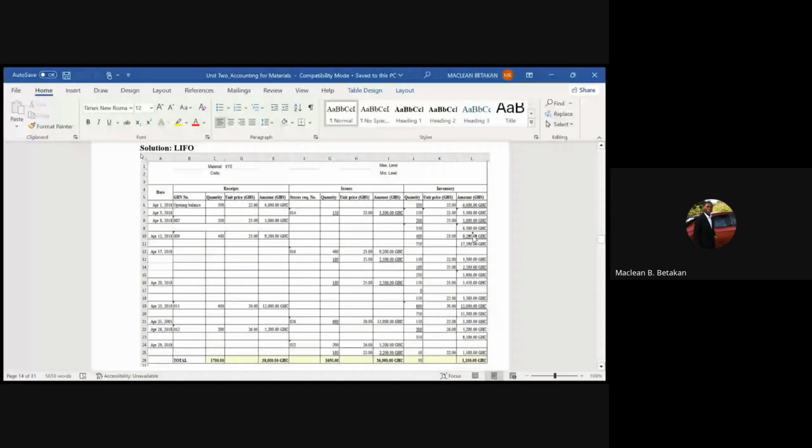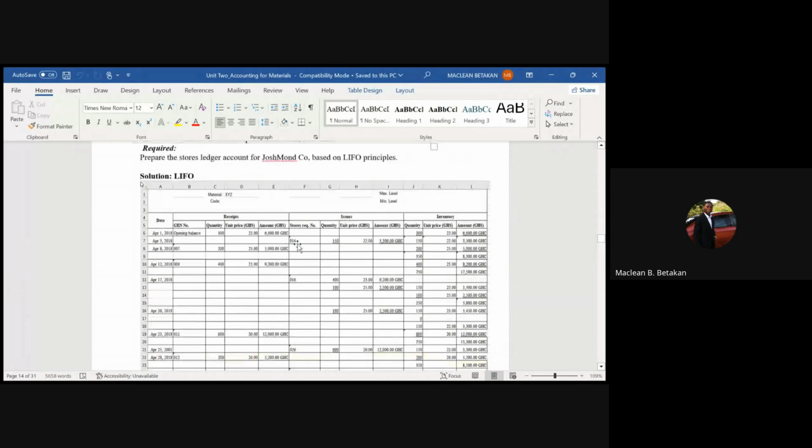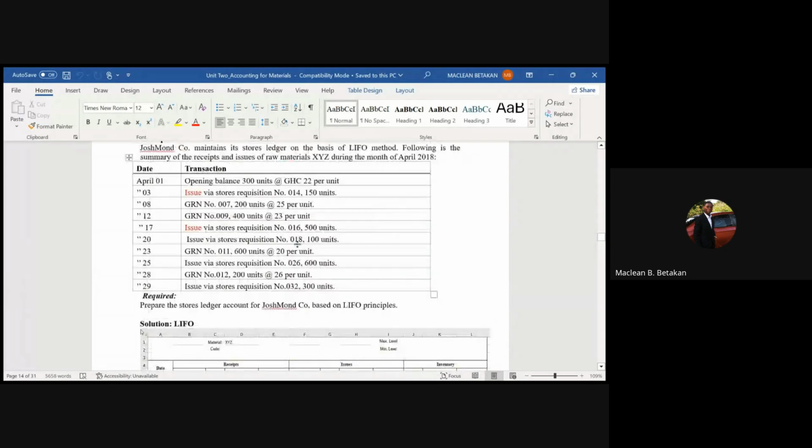When you add the 400 units to 350, you get 750. When you add 9,200 to 8,300, you get 17,500. And all these transactions are the same as what we did for FIFO. Now the next transaction is the issue. That's where it will change. So we issued 500 units.